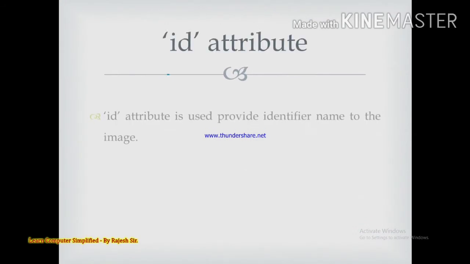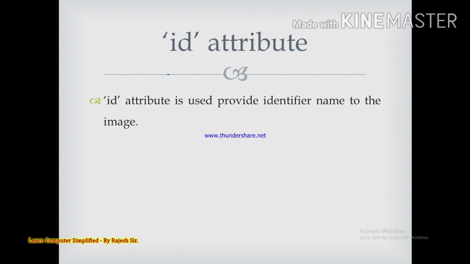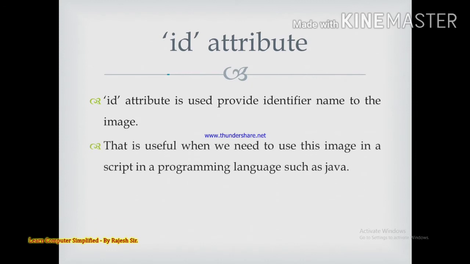We can provide a value to the border in the unit of pixels that will define its thickness. ID attribute. The ID attribute is used to provide an identifier name to the image. Whenever we are using our web page in a website, and to make the website dynamic we are adding certain scripts, at that time the ID attribute is useful. It is useful when we need to use this image in a script in a programming language such as Java.